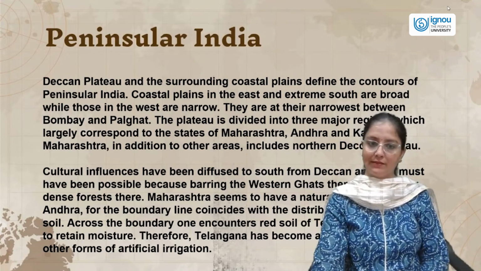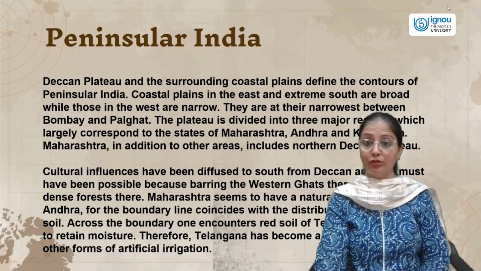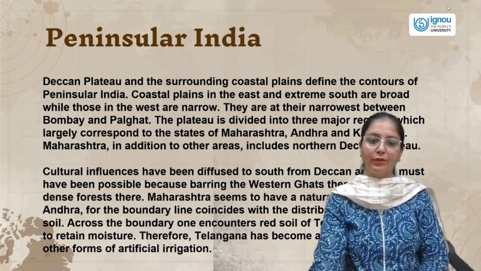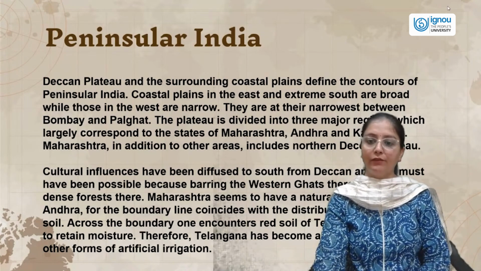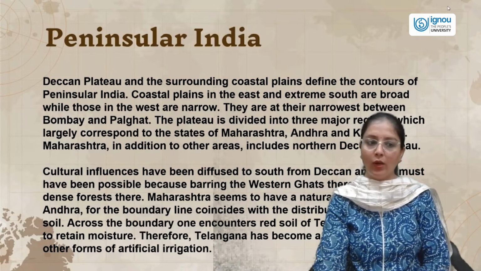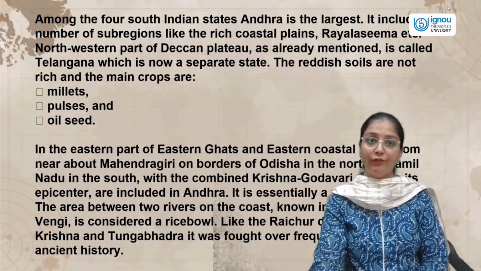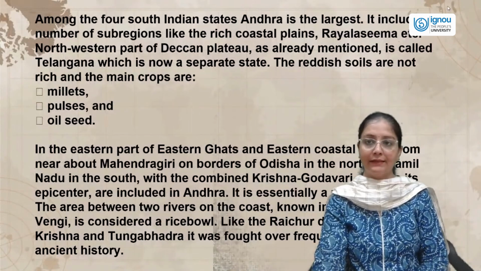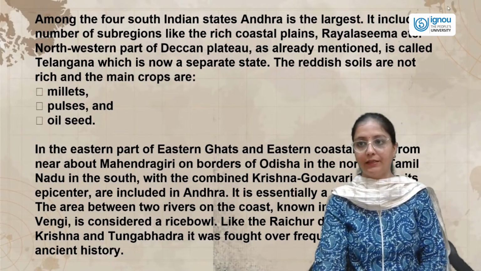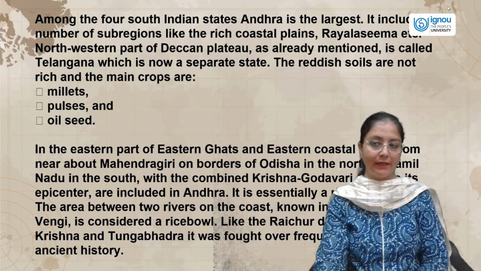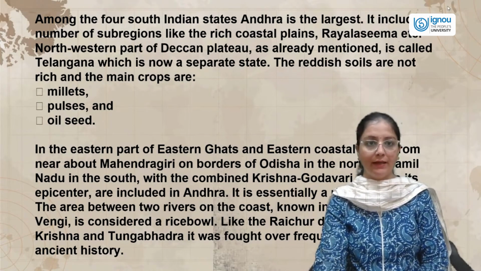Maharashtra, in addition to other areas, includes the northern Deccan Plateau. Cultural influences have been diffused to the south from the Deccan, and this must have been possible because between the Eastern and Western Ghats there is no other dense forest. Among the four South Indian states, Andhra is the largest. It includes a number of sub-regions like rich coastal plains, Rayalaseema, etc.